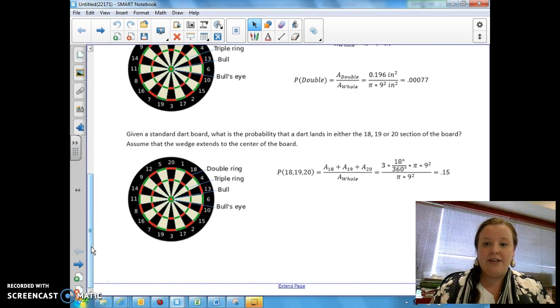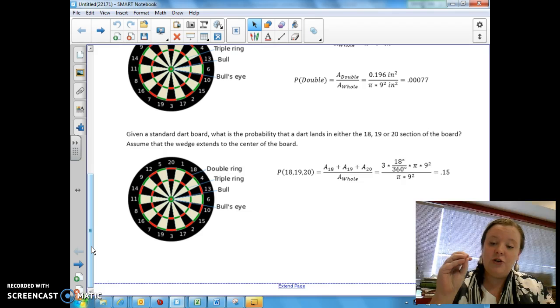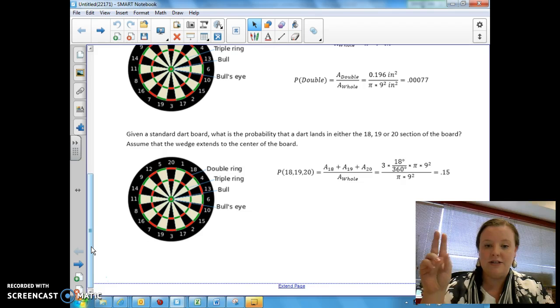Here we have a very similar example, except now we're dealing with physical wedges of the board, and we're assuming that those wedges go all the way to the center to make life easier. I know that the area of each section is going to be the same because they're all equal in width. So I ended up just doing 3 times 18 degrees over 360, because 18 degrees is how many times 20 goes into 360 degrees, times pi r squared, and that produced a probability of 0.15.